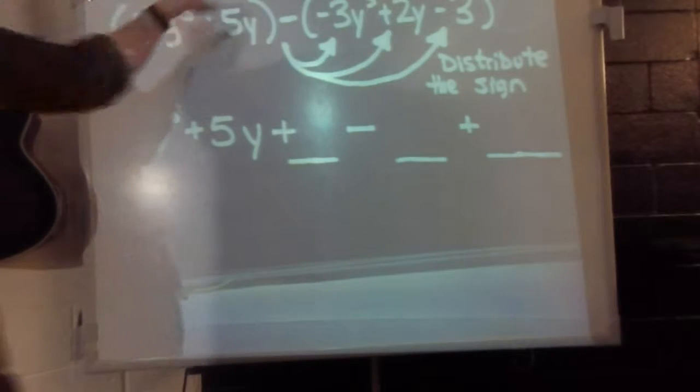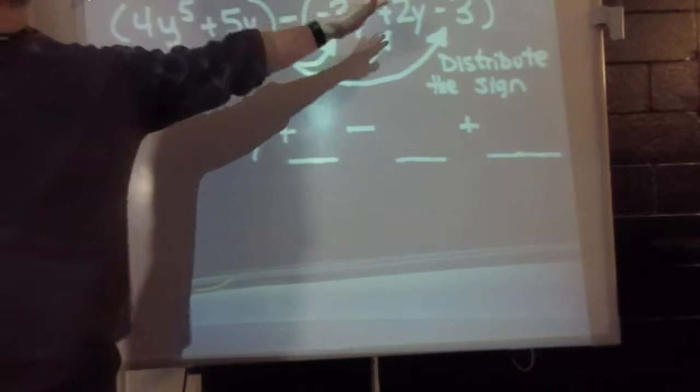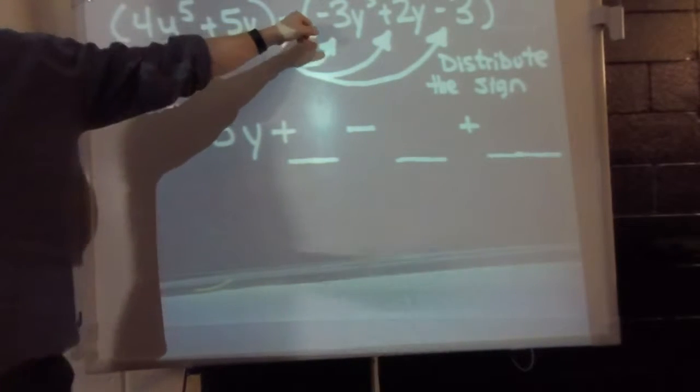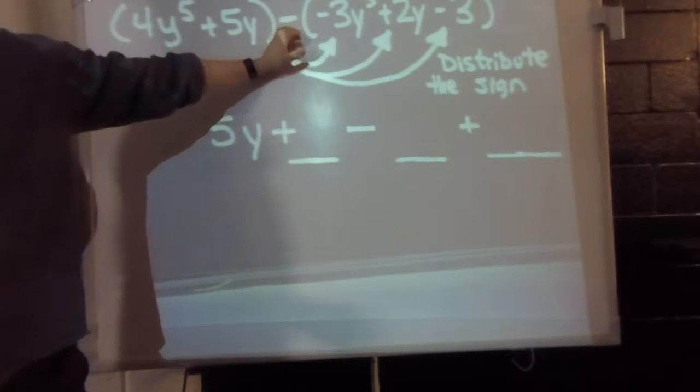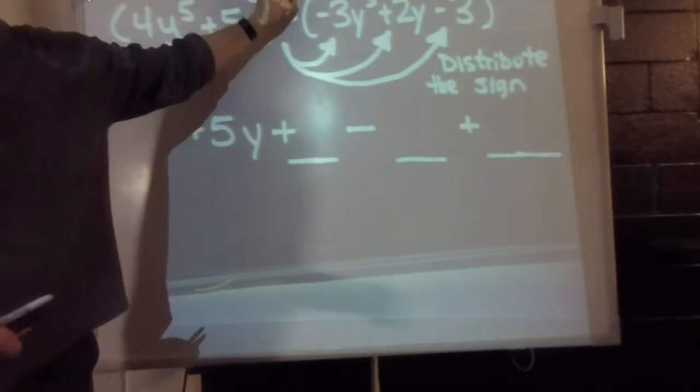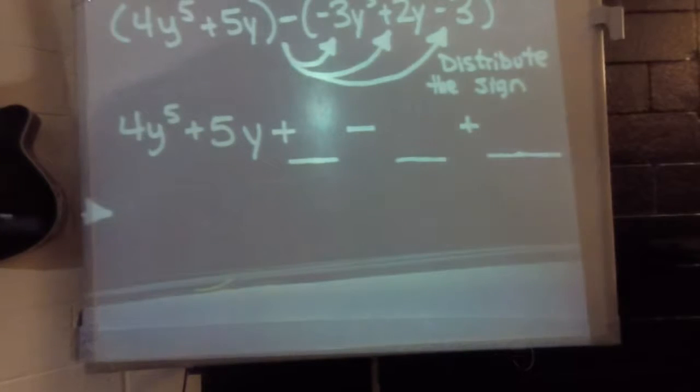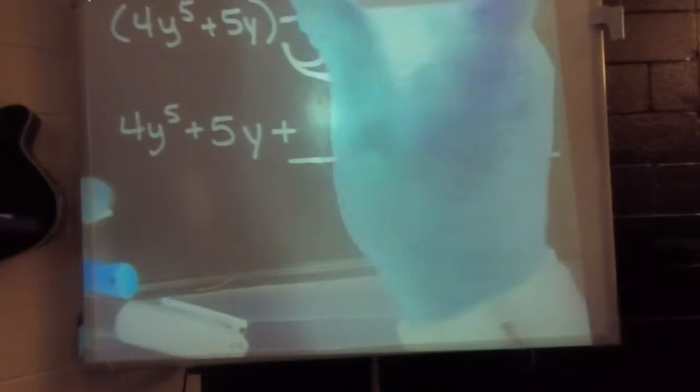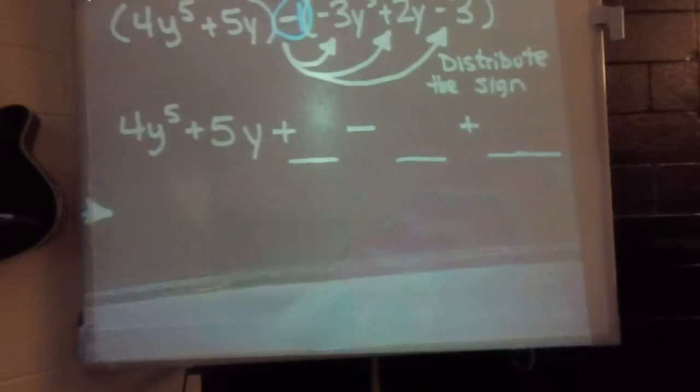All right, so when we have our two polynomials, our binomial and trinomial, and they're being subtracted, what you want to do is look left here, and if this is a minus sign, it's a -1. Put a little 1 in. Think of it as -1 times the positive 3. And then we're going to distribute.